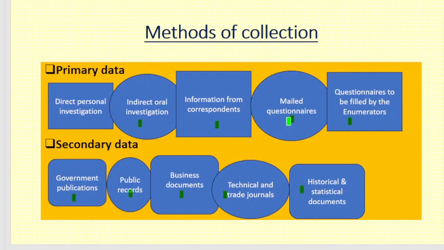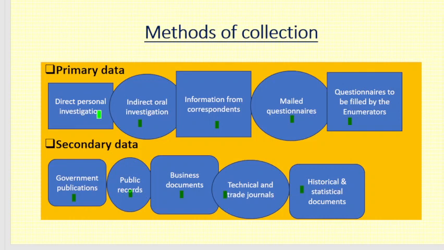Then there is a mailed questionnaire. A questionnaire is nothing but a set of questions, either 15 to 20 questions, usually in the form of objective types, because subjective questions are usually not given. Lastly, there are questionnaires to be filled by enumerators. Enumerators hand over the questionnaires to the respondents and get the answers, and those forms are handed over to the investigator. So these are the methods from where primary data can be collected.